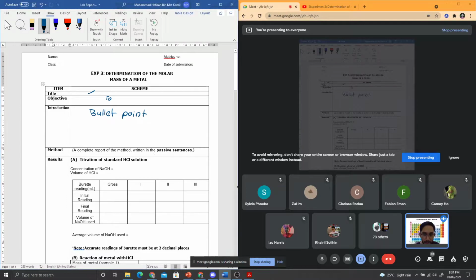Untuk method, there's a reason why they say it is passive sentence. You are not just copy and paste. You ambil, you tukar in passive sentence and also in past tense. Sebab kenapa you need to write passive sentence and past tense? Because you dah buat eksperimen tu. Now you are reporting on the experiment. You are reporting on what has happened, not what are going to happen. You are not instructing people. The method is just you are telling what you did, apa yang you dah buat.